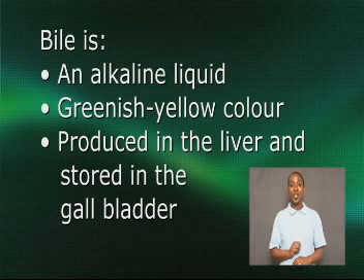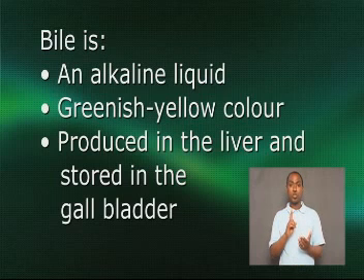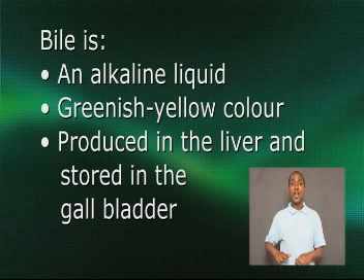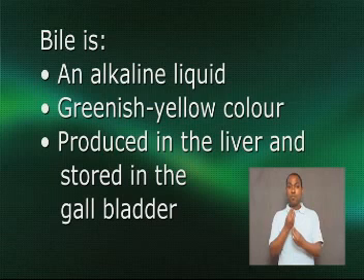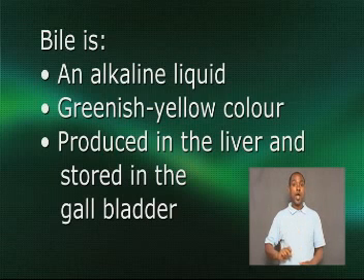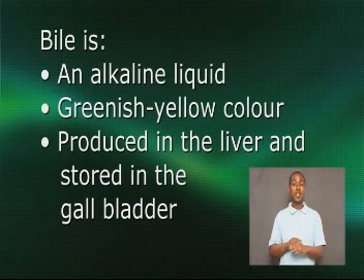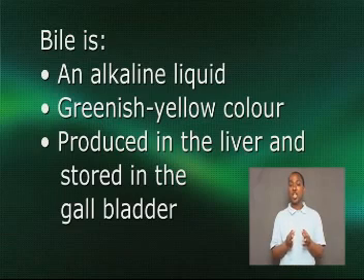Bile is an alkaline liquid that is greenish-yellow in color. It is produced in the liver and stored in the gallbladder until it is needed. As food enters the duodenum from the stomach, bile is sprayed on the incoming material. The bile does two important jobs in digestion.